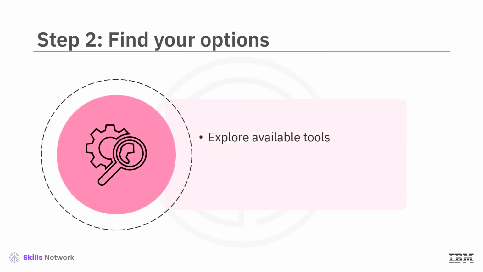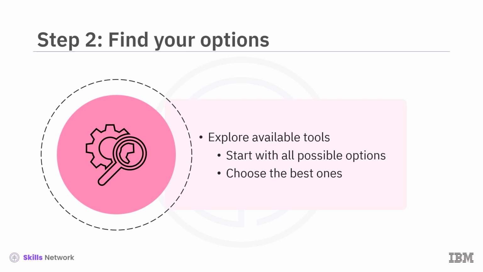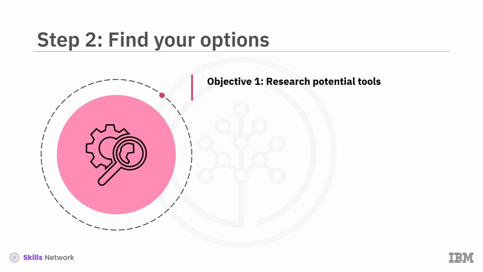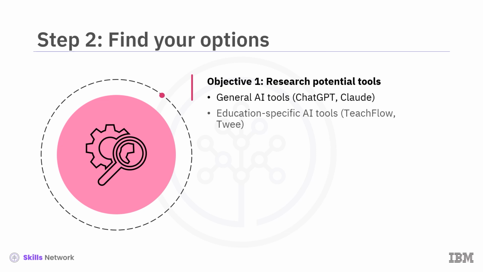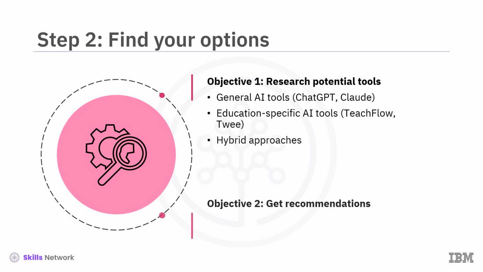After defining your needs, you'll explore available tools that could potentially meet them. You must start with all possible options and then choose the best ones based on what you need. In this step, your first objective is to research potential tools and solutions. You can look for general AI tools, such as ChatGPT and Claude, education-specific AI tools such as Teachflow and Twee, and some hybrid approaches.